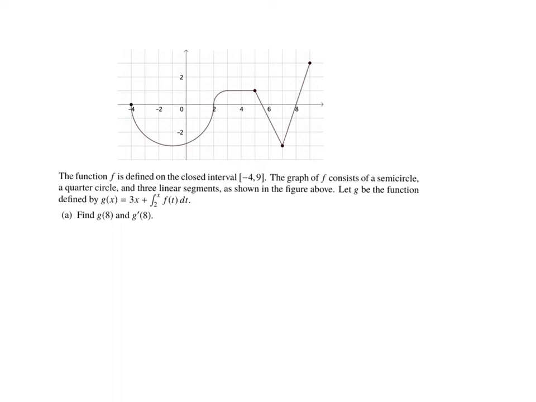So for question 2, the first part, we are going to be finding g of 8 and g prime of 8. We have a function f, and we know that g of x is equal to 3x plus this integral. So to find g of 8, we're going to plug in 8 for x. And so we know that the first part of it is going to be 24. The second part we need to find using areas under the curves.